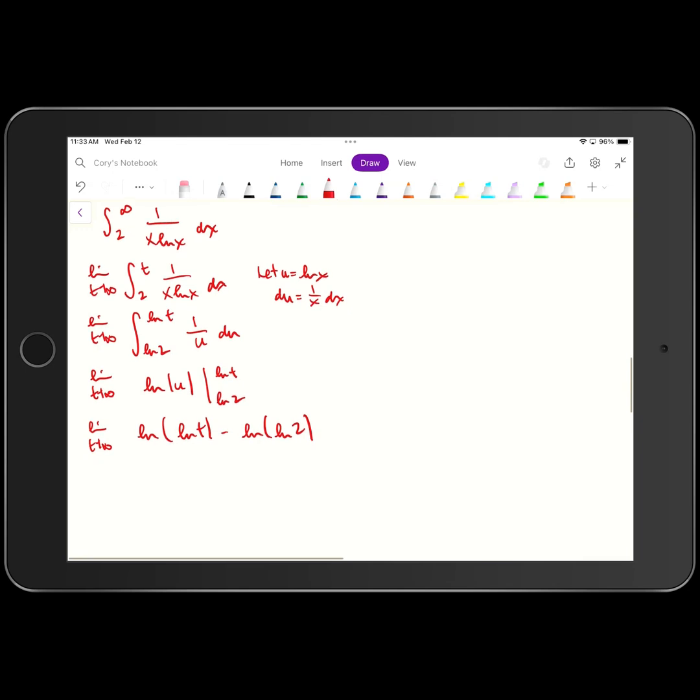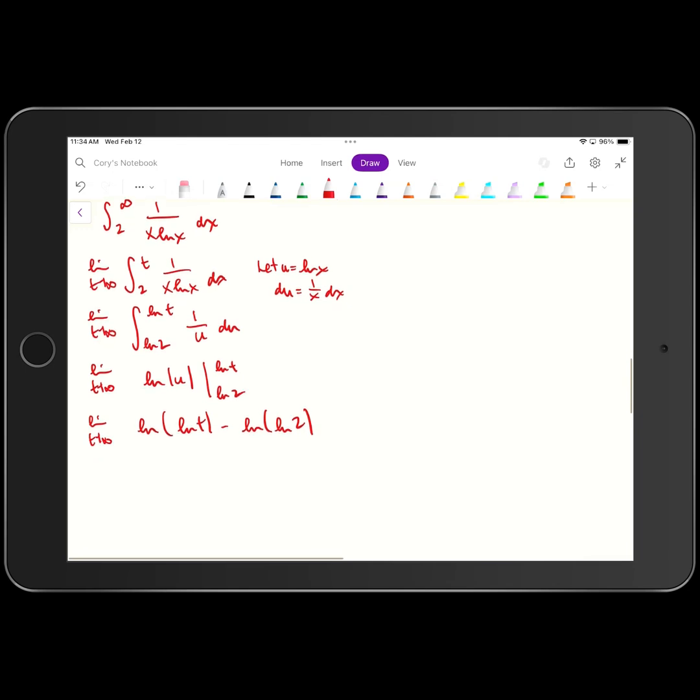Okay, so as t gets large, the natural log of t gets big, and the natural log of something going to infinity goes to infinity, which means that the integral diverges, so therefore the series diverges by the integral test.